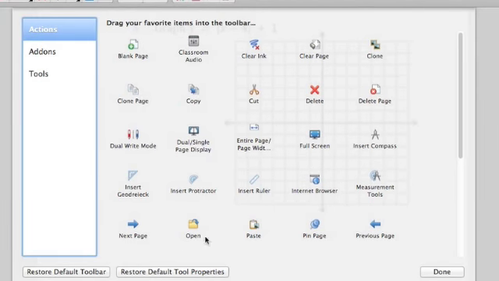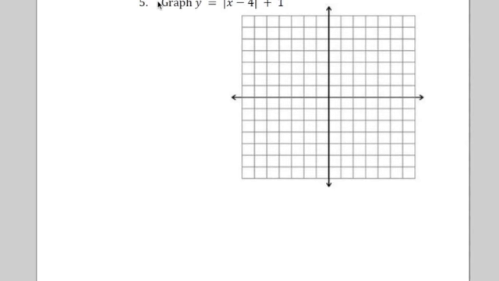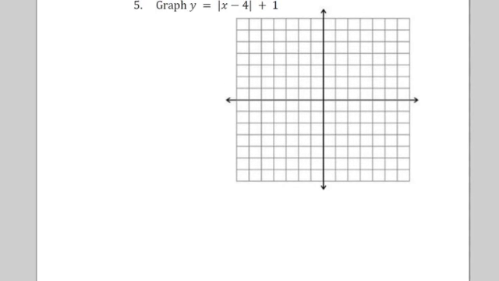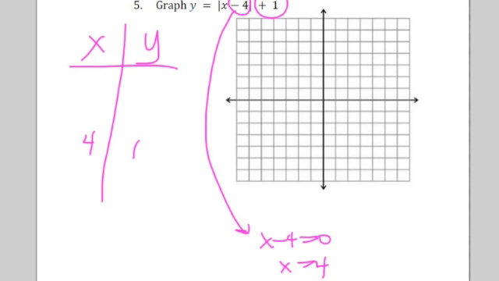Okay, so we need to find the vertex again. The way you do that is you look at what's on the inside, and it's always the opposite. So this one, remember, if it looks like it's going to the left, it really went to the right 4. And this piece tells me it's going up 1. So my vertex is really 4, 1. The other way you can find the x value, remember, is x minus 4 equals 0, so x equals 4. Okay, so those are my values.